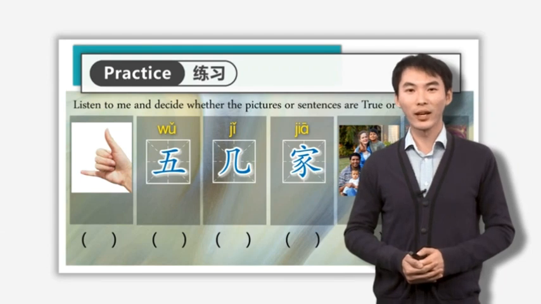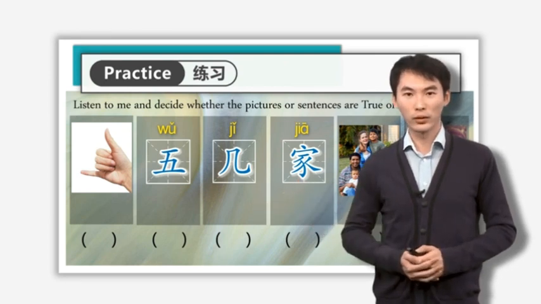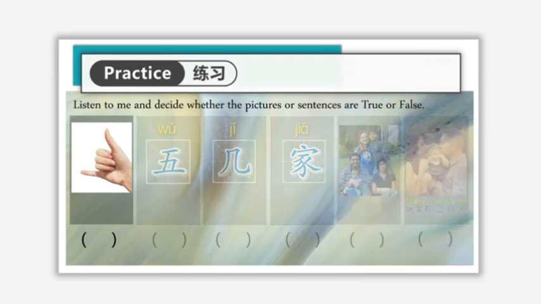Now, let's play a true or false game. Please listen to me and decide whether the pictures or sentences are true or false. Are you ready? Number 1. This is 6. True. Number 2. This character means 4. False. This one is 4.